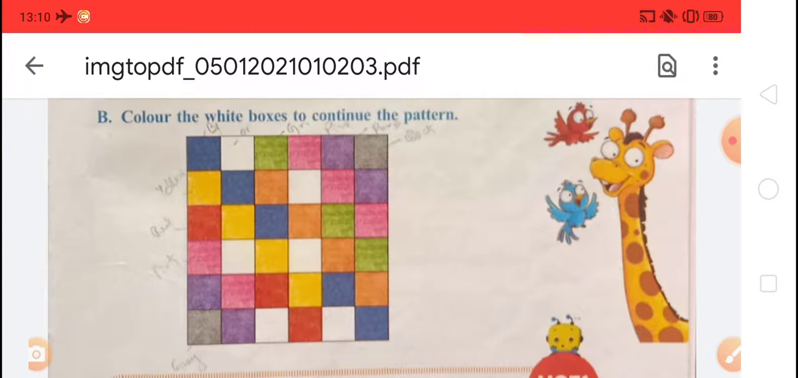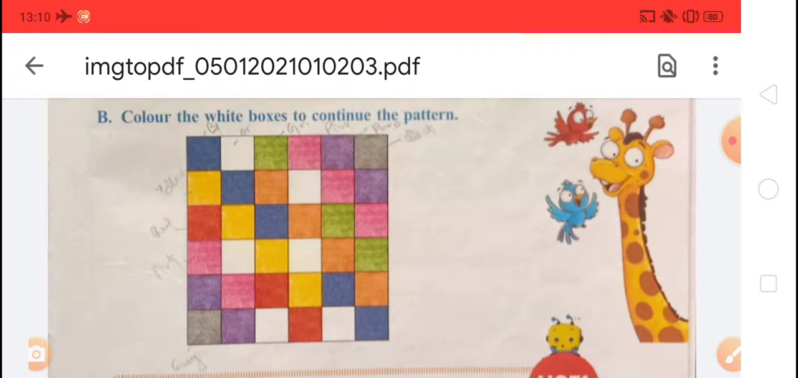In fourth row, the first will be red and the second will be blue. In fifth row, there are no white boxes. In sixth row, the first will be pink and the second will be yellow.